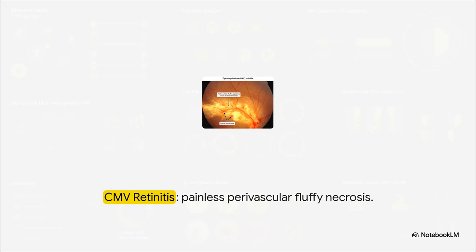Take a look at this. Notice the characteristic painless, perivascular, fluffy, yellow-white areas of retinal necrosis. These lesions aggressively track right along the vascular distribution, and they're frequently mixed with thick areas of retinal hemorrhage. This creates what's classically described as a pizza pie appearance on a fundoscopic exam.